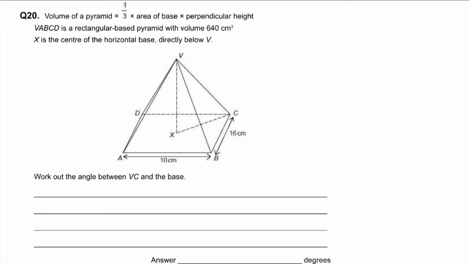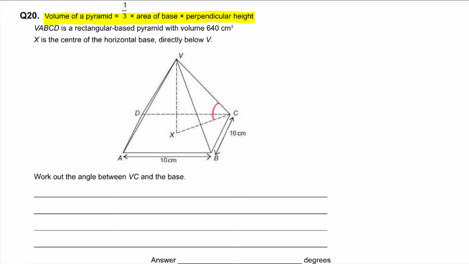So the angle between VC and the base, we're talking about that angle there, aren't we? Okay, between that edge VC and the line XC. That's the angle that we're looking for. Okay, right, what do we know? We've got the formula for the volume of a pyramid. I'm sure that's going to come in handy.